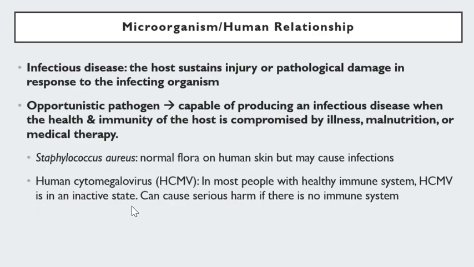With microorganisms, you can have infectious disease where the host sustains severe pathological damage in response to the infecting organism. And they're opportunistic pathogens. The best example, in my head at least, is the virus I study, called human cytomegalovirus, HCMV. It infects pretty much 85 to 100% of the population after the age of 30, I think. So most people have this infection, right? And it absolutely can cause harm.